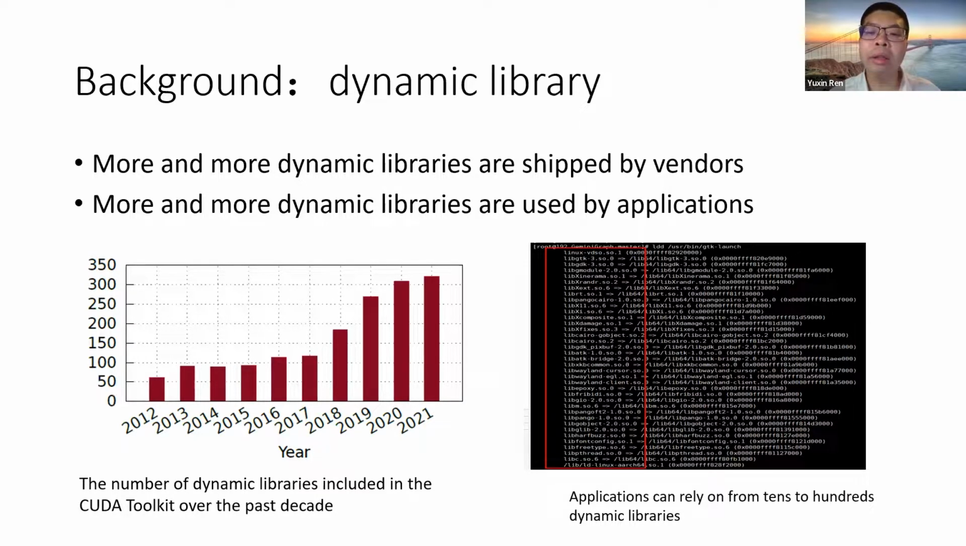On one hand, more and more dynamic libraries are shipped by vendors, such as the CUDA toolkit shown in this figure. On the other hand, more and more dynamic libraries are used by applications. It is often that an application relies on from tens to hundreds of dynamic libraries, such as GUI applications and database or storage systems.